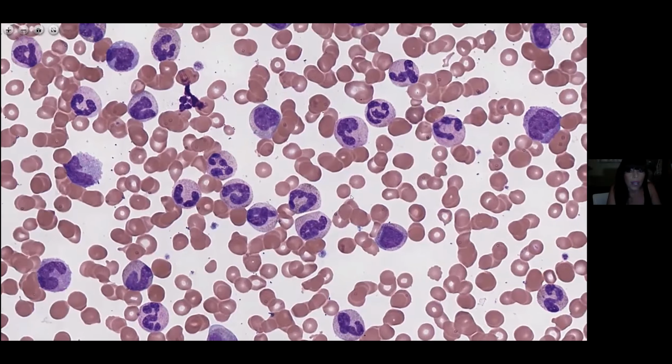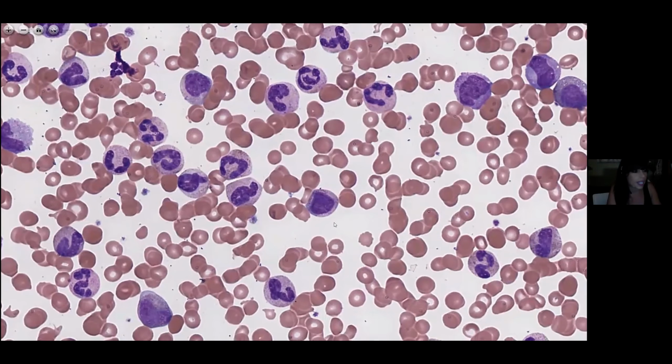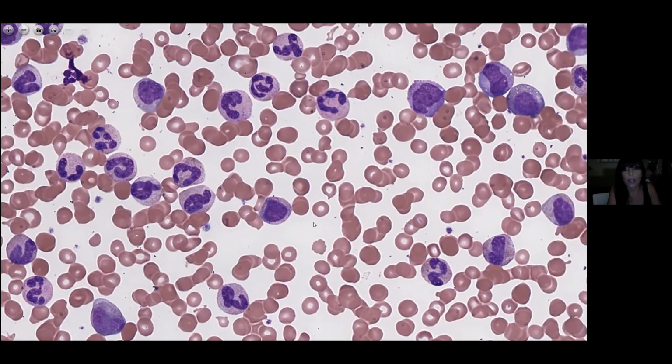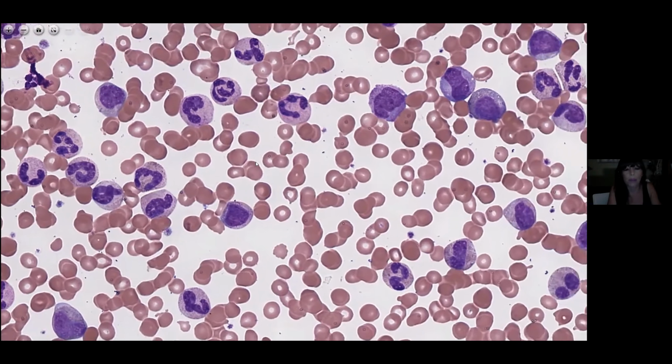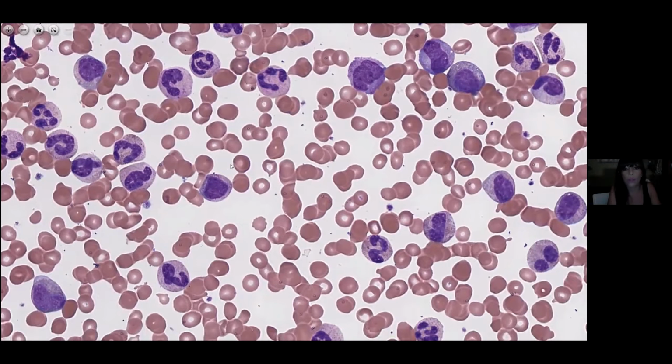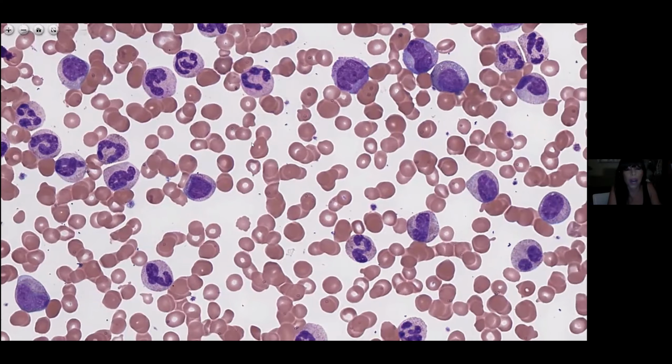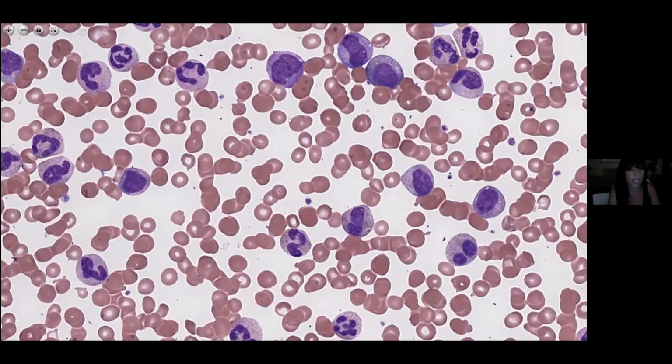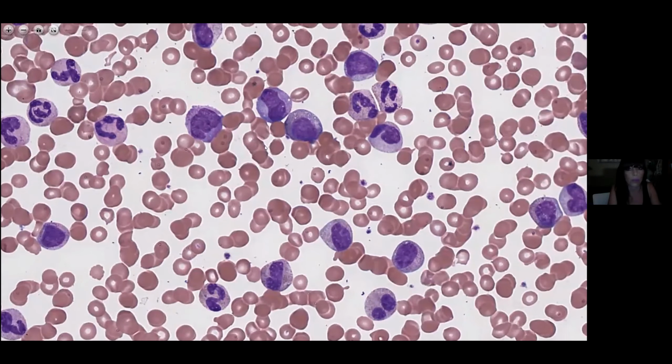We also have some myelocytes, and there are a lot of myelocytes here. That also makes me think that maybe we're dealing with CML, due to all the myelocytes and that myeloid bulge that you can see or sometimes get in individuals with CML.